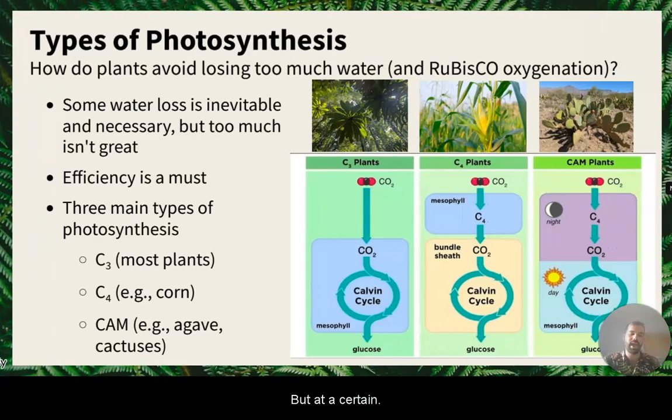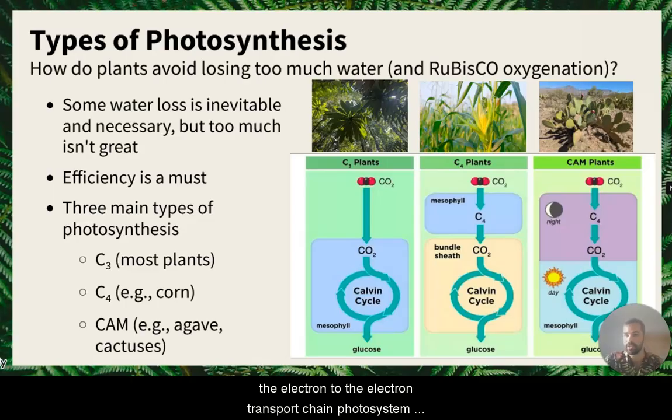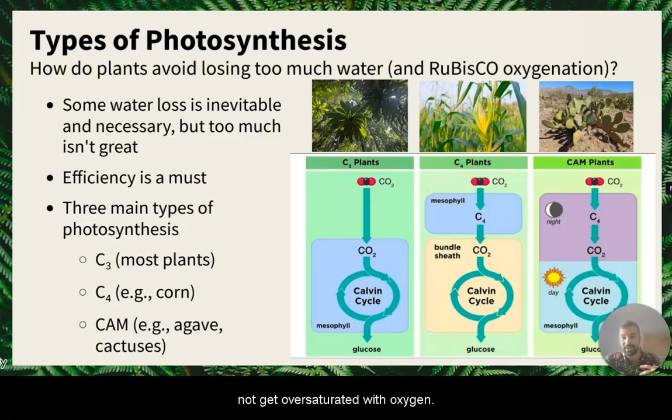But at a certain point, too much is not a great thing, because the plant still needs the water in order to donate the electron to the electron transport chain of the photosystems. So we need water. Plants need water in order to do photosynthesis. They also want to maintain a higher CO2 environment and not get oversaturated with oxygen, where Rubisco is not functioning well.